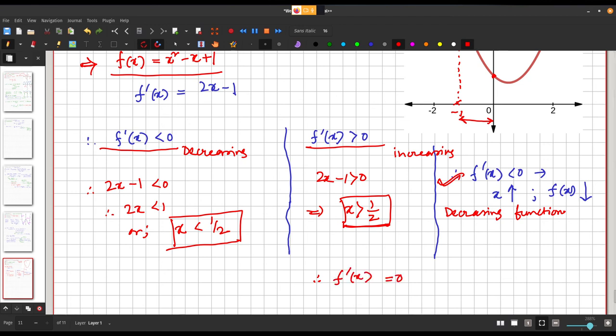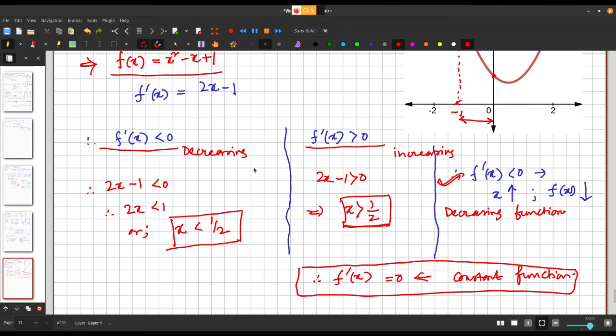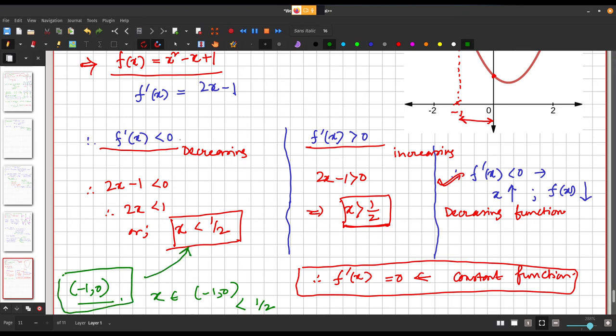Now what about the other possibility? If the derivative is equal to 0, then this is a constant function, neither decreasing nor increasing. Now let us see the given interval, minus 1 to 0. We can see that every point x belonging to minus 1 to 0 is less than half. So the interval minus 1 to 0 is actually lying in this region. So from that also we can say that the function is strictly decreasing.